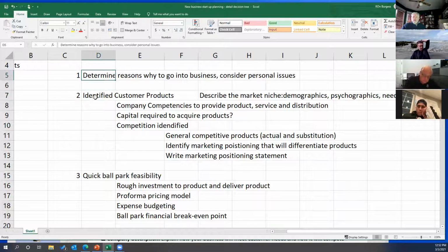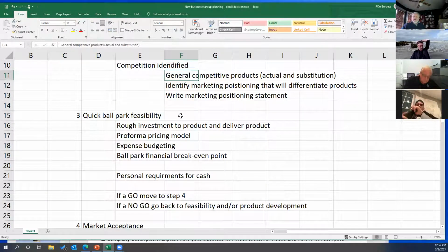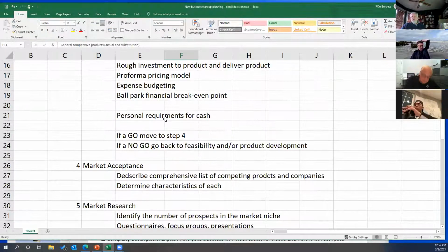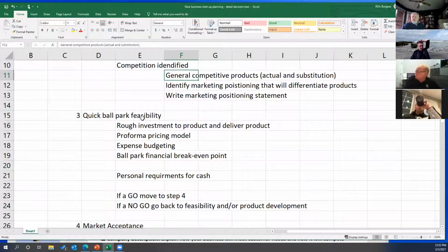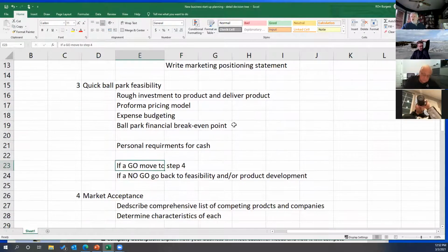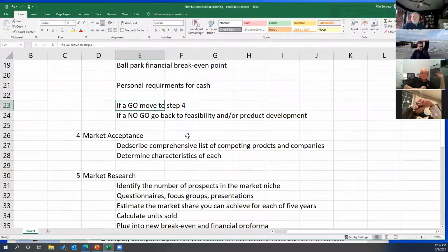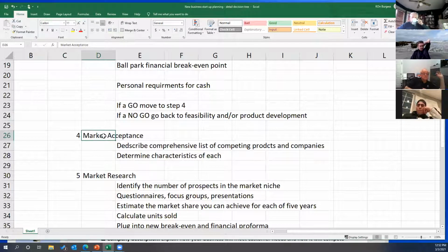Each one of these, 1, 2, etc., the subcategories, sub things to do, this quick ballpark feasibility. And so if you get through the feasibility, you've got a go or no go. If you get to market acceptance, we are in market acceptance right now. And when you get to the market acceptance, this is where once you build that and you come up with assumptions, now these are assumptions. You're still doing discovery.